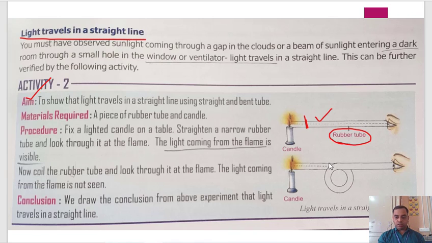Now bend it. Take a curved tube. Now you will not be able to see it. That means this activity shows that light travels in a straight line. Light is not able to travel because it is a curved one.